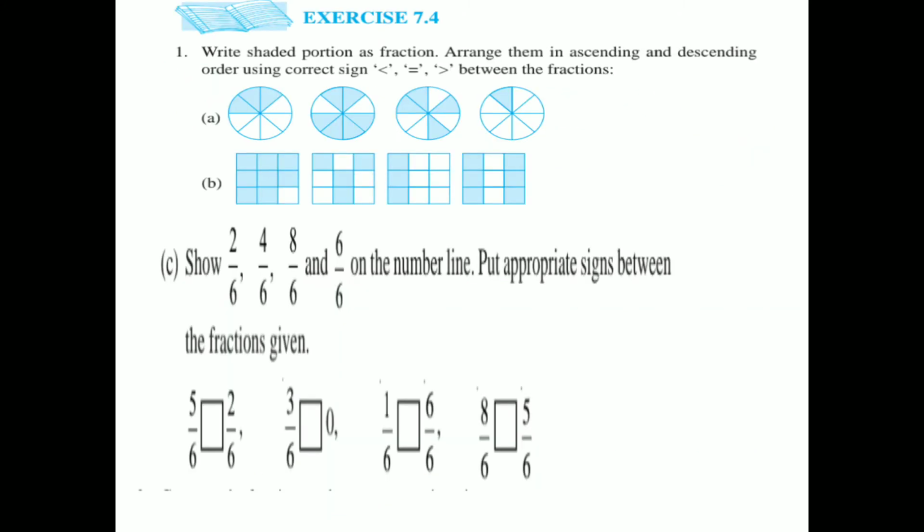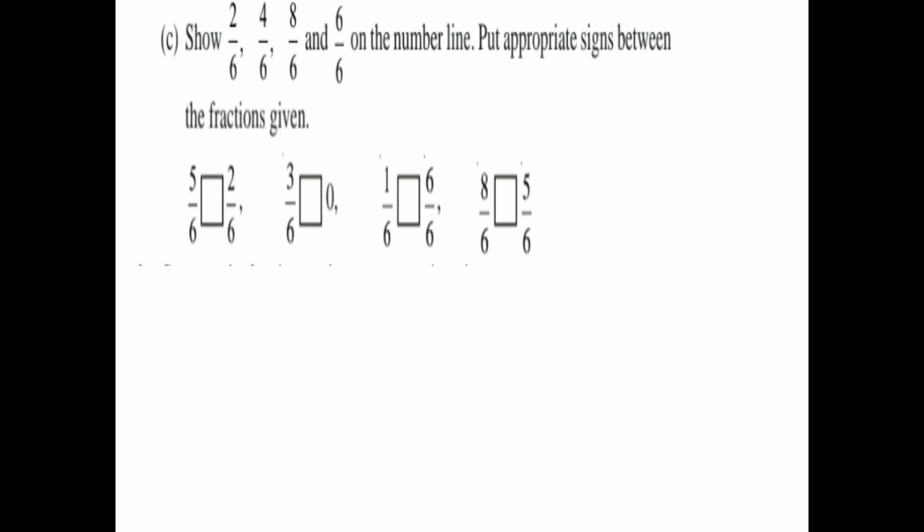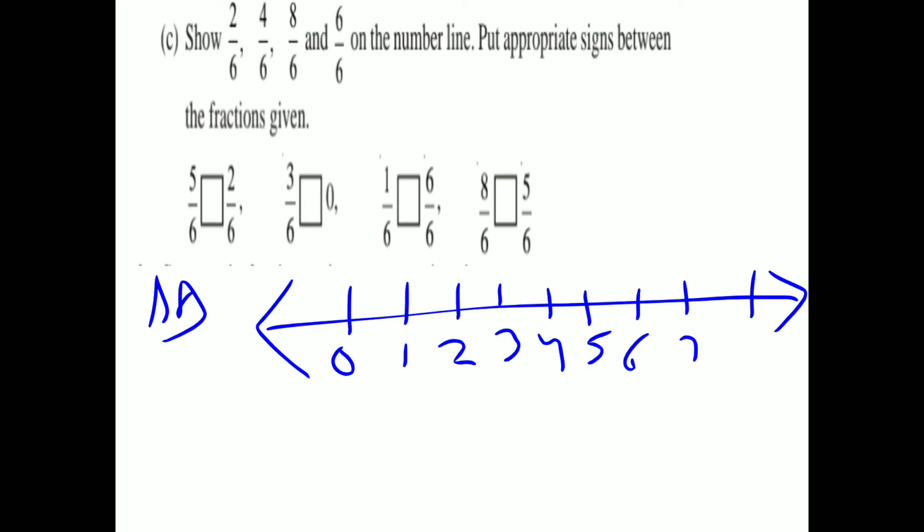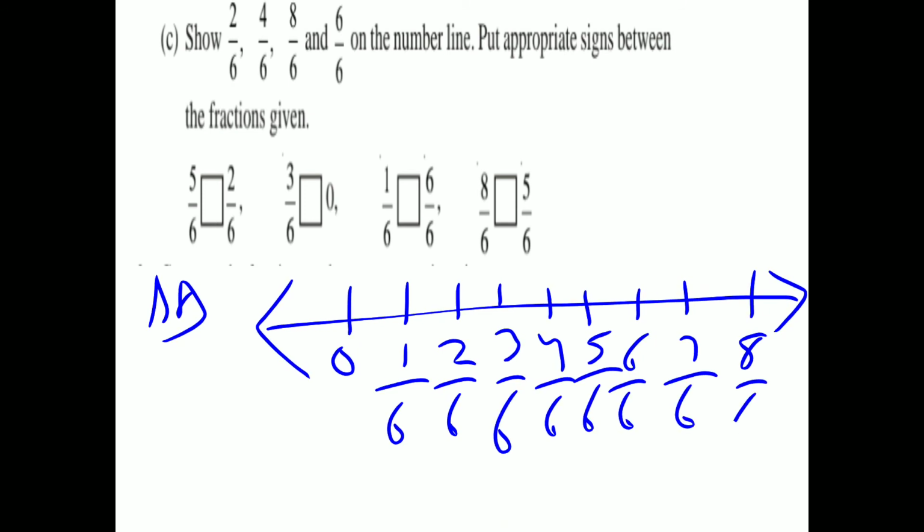Now students, we do exercise 7.4. In 7.4, we will start question number 1, C part. In C part, they are saying you have to show these numbers on a number line and then put the appropriate sign between the fractions. So how do you do it in the copy? Firstly, you make a number line 0, 1, 2, 3, 4, 5, 6, 7, 8, and below it you write 6 under each.